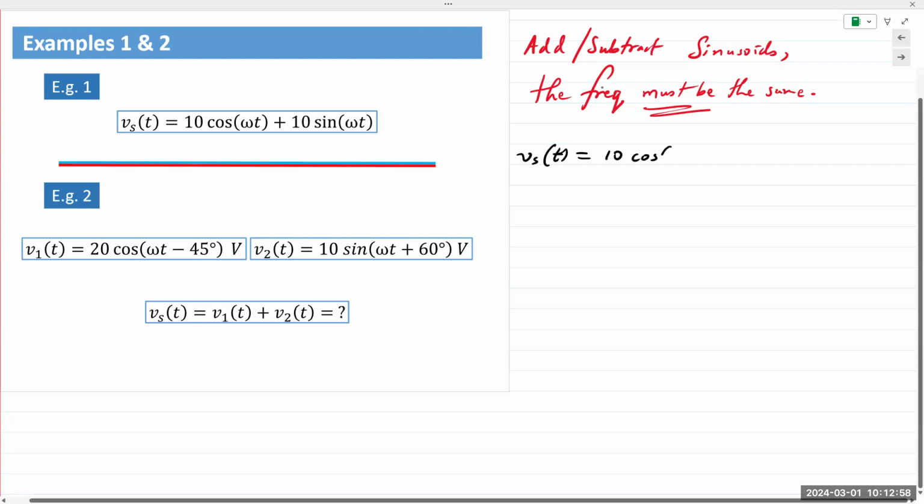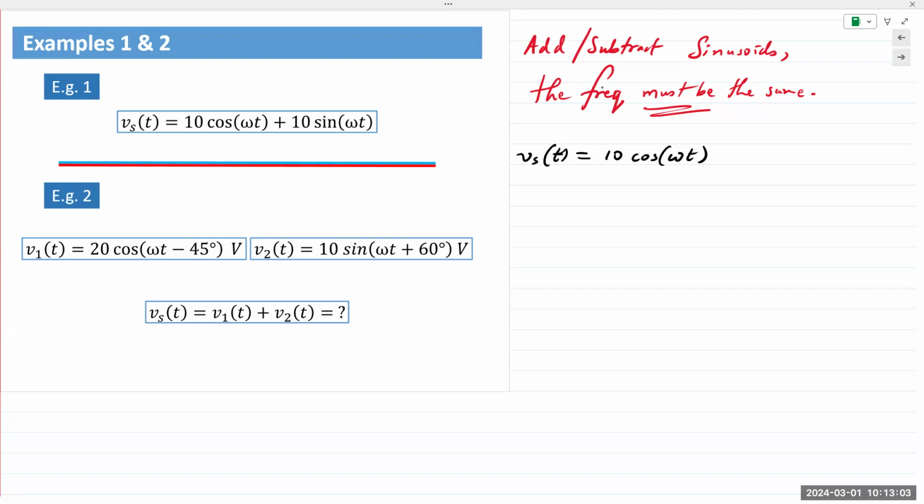But if you remember, in order to write the phasor transform, we have to convert the waveform into cosine. So we use the trigonometric identity sine x is equal to cos of x minus 90. We subtract 90 degrees from the waveform. So the first quantity remains the same. The second quantity becomes 10 cos of omega t minus 90. And that's all we need to do.